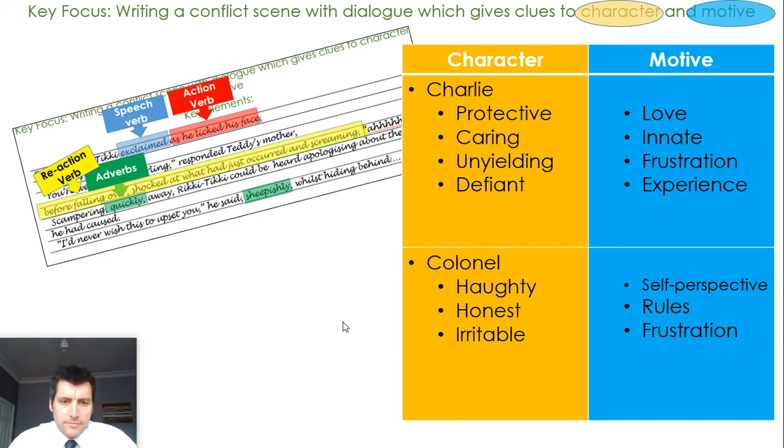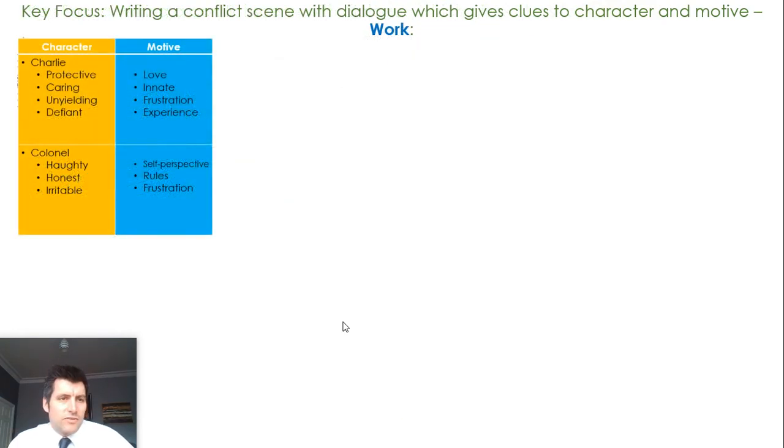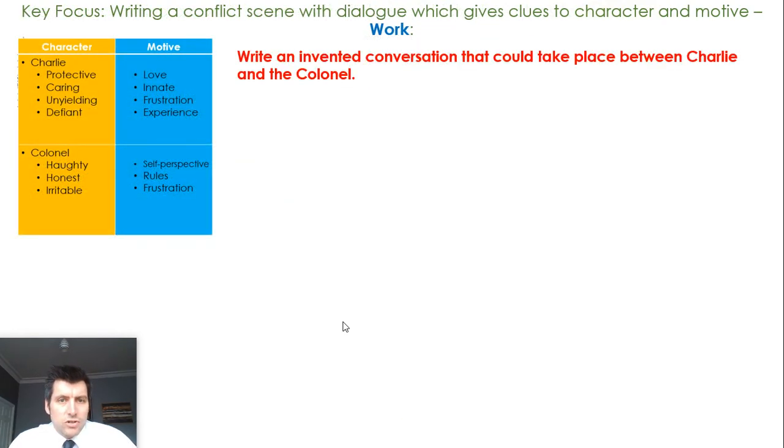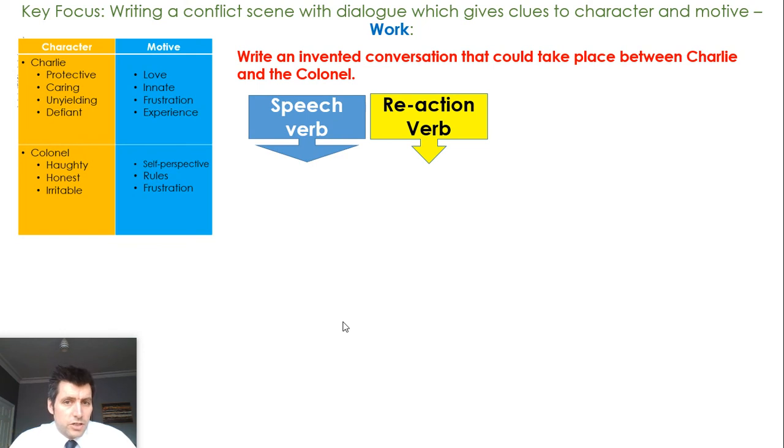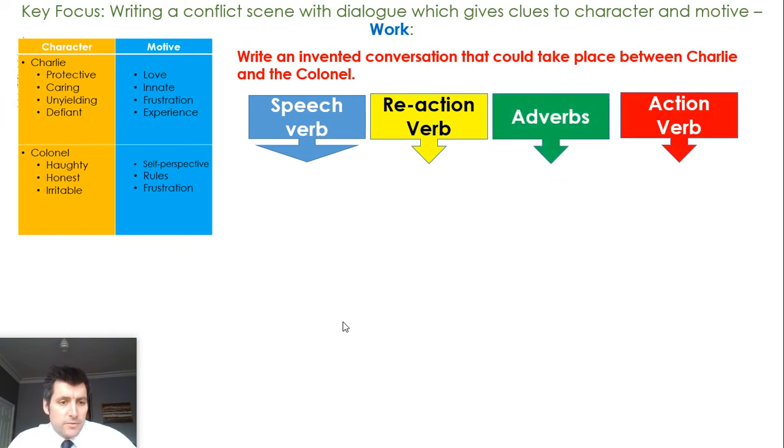What you're going to do today with that character and motive work is try and write an invented conversation that could take place between Charlie and the Colonel. You can pick different characters from Private Peaceful if you want, but I do want them to be a conversation between characters from a story we've read the first 3 chapters of. And what you're going to think about is which speech verbs you're going to use, which reaction verbs you're going to use, which adverbs you'll use, and finally, which action verb you'll use.